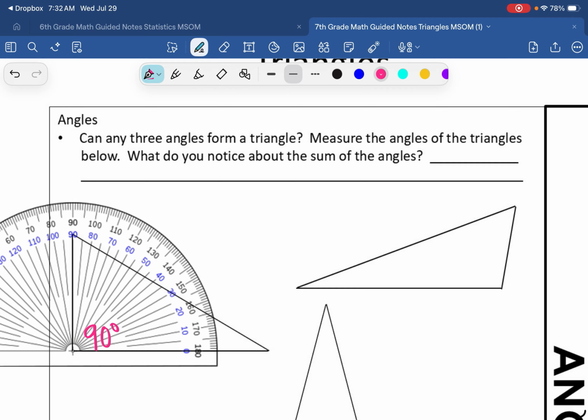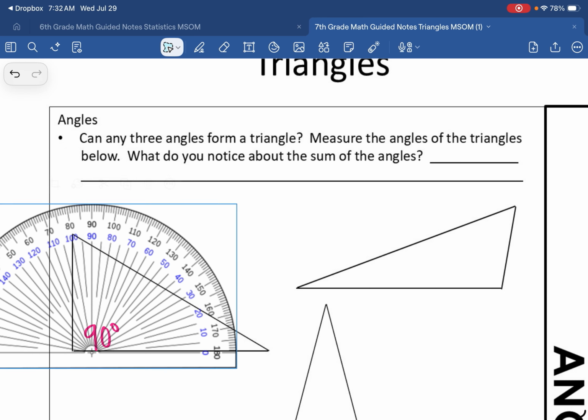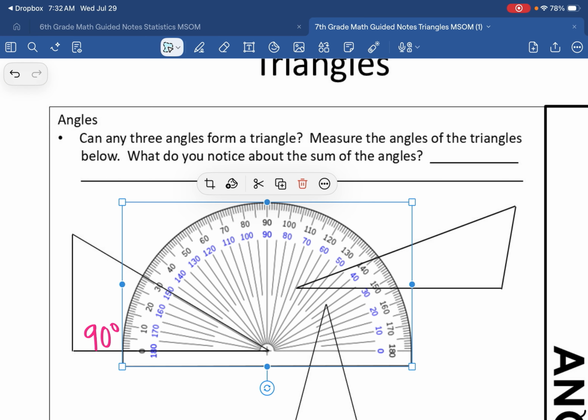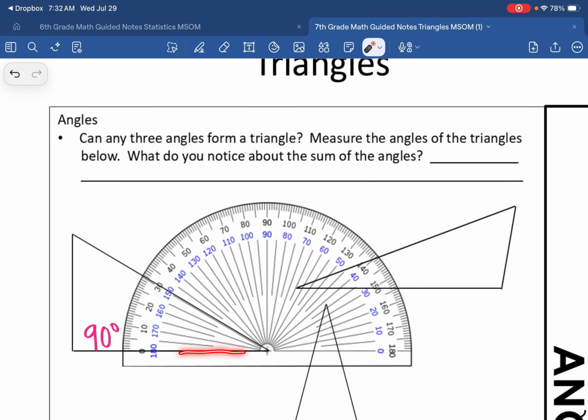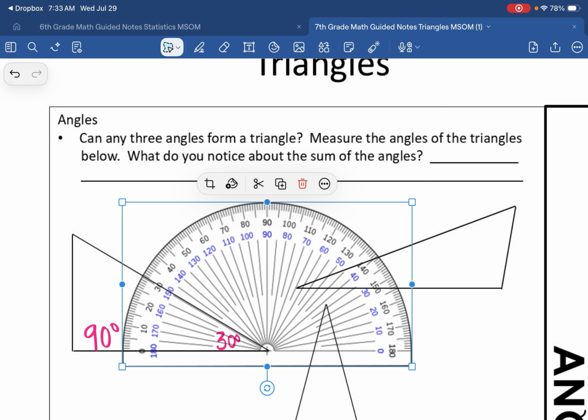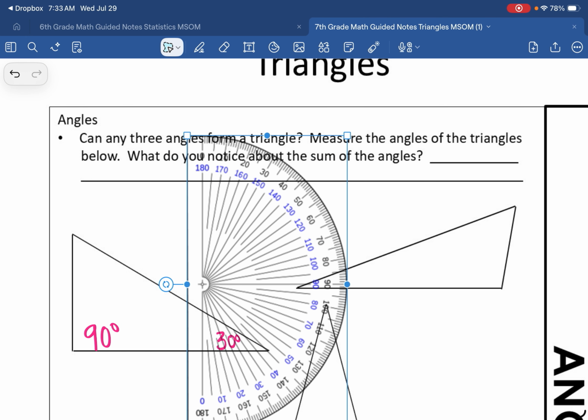So let's slide over this protractor. I'm going to put it on this angle right there, and this angle is less than 90 degrees. So I'm going to look at this 30, not the 150, because that would be greater. So I'm going to look at 30. So this angle is 30 degrees. And you're going to need to turn your protractor to get it all lined up.